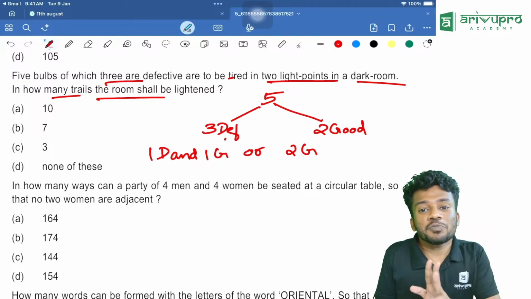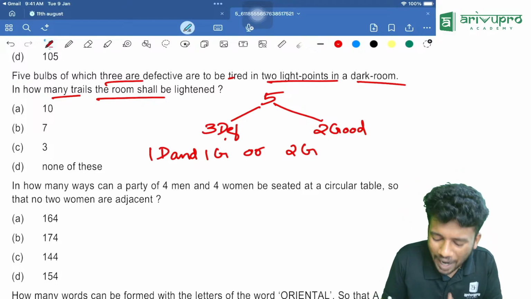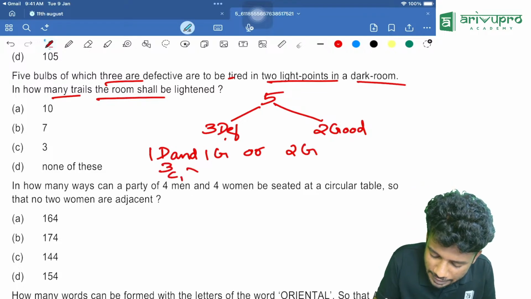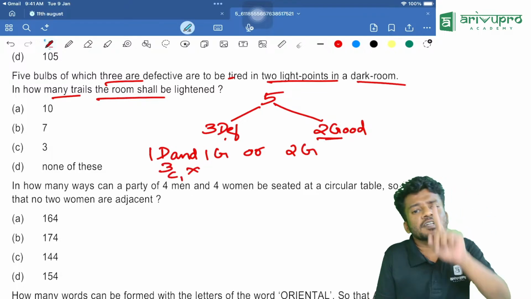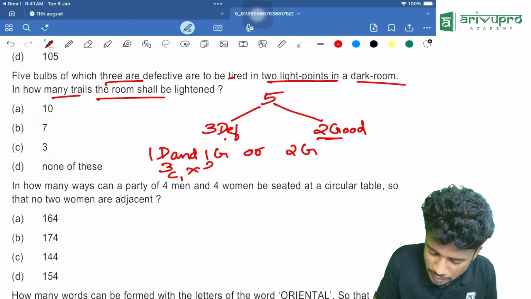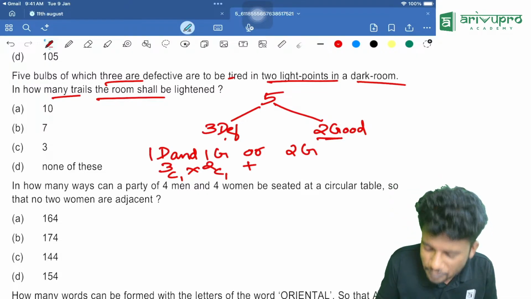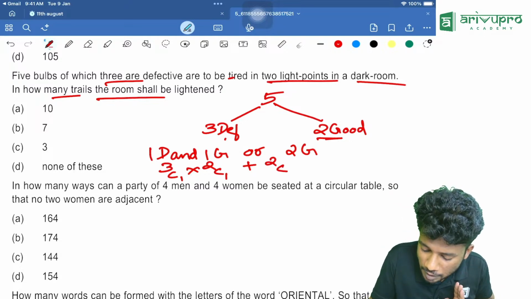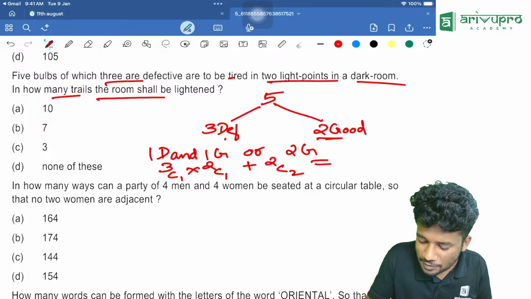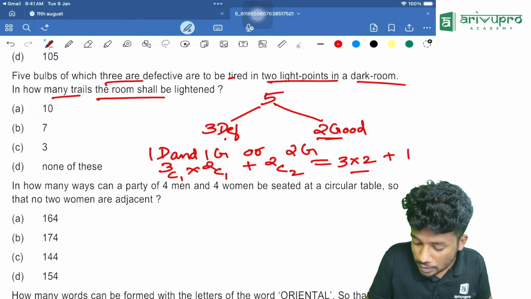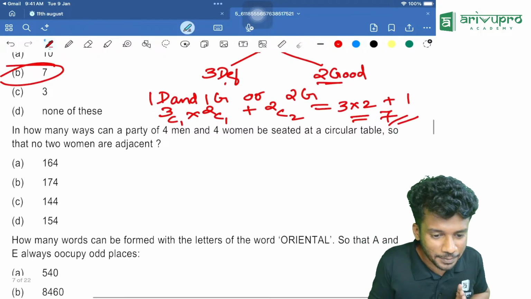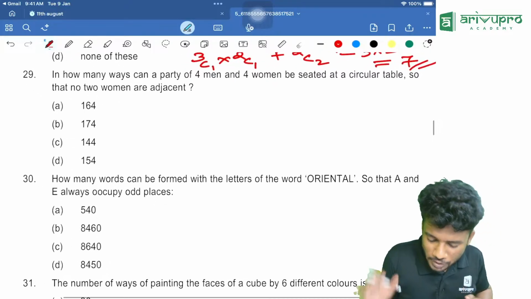If from 3 defective bulbs we are choosing 1 defective bulb, how can you choose that? That is 3C1, into, from 2 good bulbs we are choosing 1 good bulb, 2C1. Or means we will use plus. Then 2 good bulbs can be chosen from 2 good bulbs, 2C2. So 3C1 is how much? 3. 2C1 is how much? 2. Plus 2C2 is how much? 1. So the answer is 7. Option B is your answer. Yes, Pratyusha, right answer.